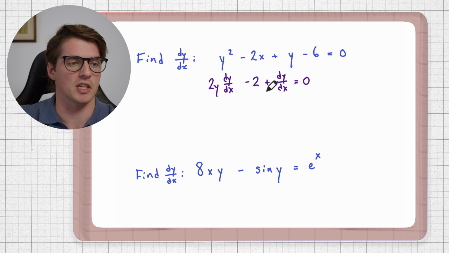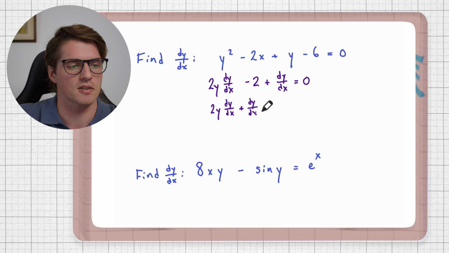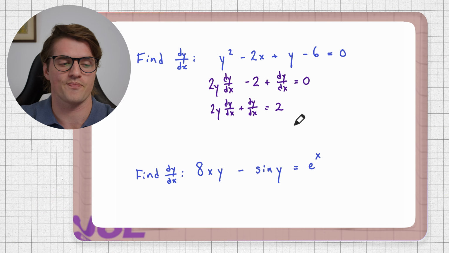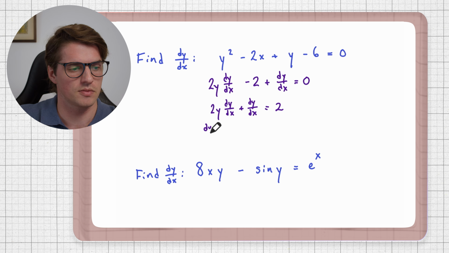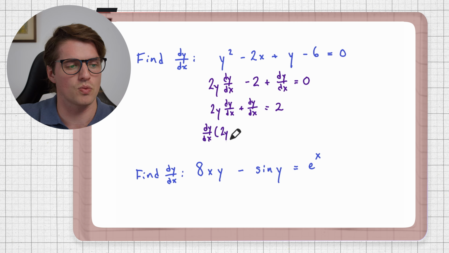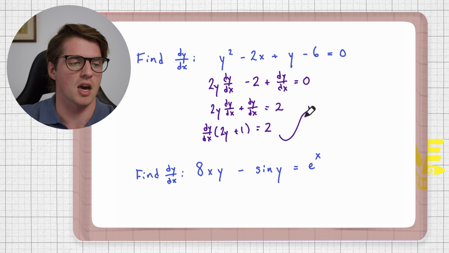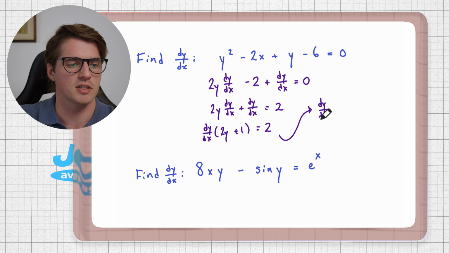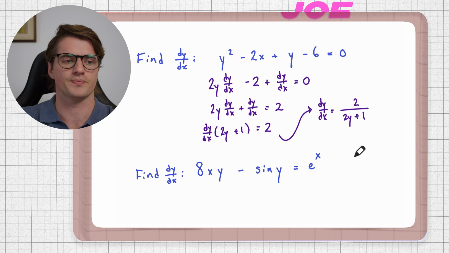Okay, now we need to move some things around. We can add 2 to both sides. So we have 2y dy/dx plus dy/dx is equal to 2. And in order to get dy/dx by itself, this is something we're going to have to do a lot, we need to factor dy/dx out. dy/dx times (2y plus 1) is equal to 2. And finally, we can divide by whatever's on the left side, 2y plus 1. So we have dy/dx is equal to 2 over 2y plus 1.